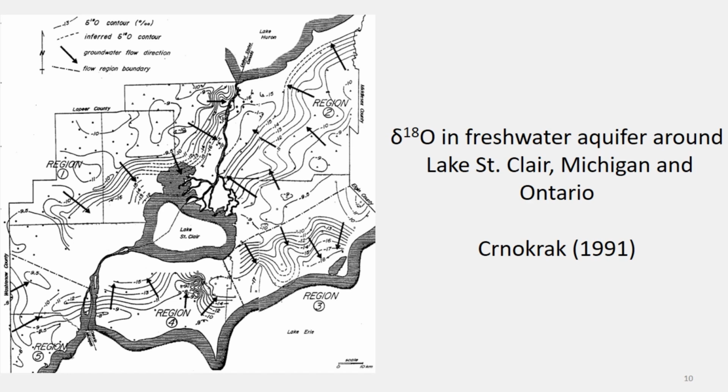Here I'm looking at a map from a graduate student of mine, Bessie Chernokrack, in 1991, who looked at oxygen 18 in the freshwater aquifer around Lake St. Clair, Michigan, and Ontario. Basically, she was able to use data from rural water supply wells and look at the isotopic content, which we'll talk about later on, to find out where the oldest water is. If you look at this map, the numbers that are the 15s and the 16s, those waters are thousands of years old. And the waters that are the 9s and the 10s could be recent.